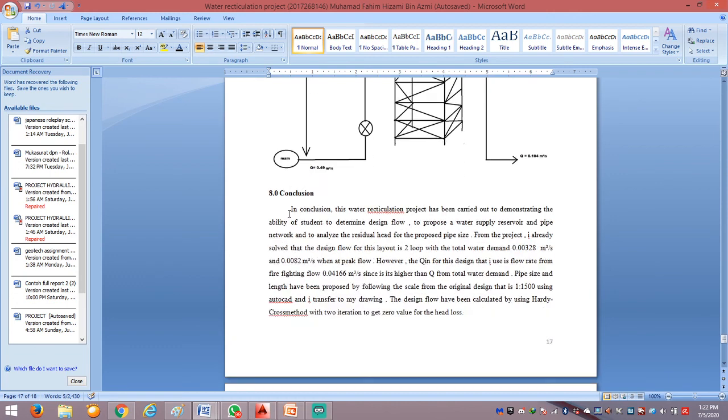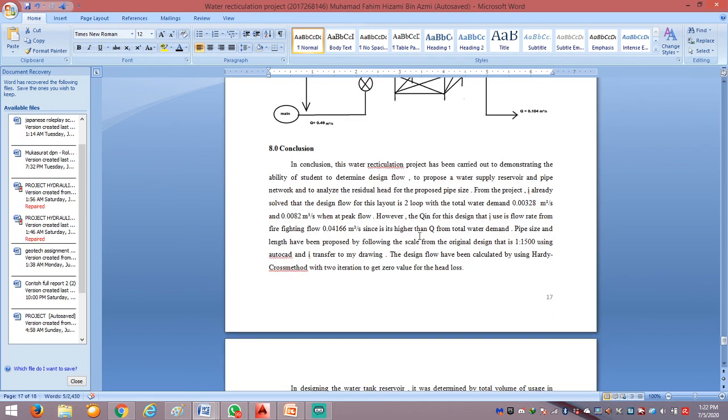So that's all. In conclusion, I have completed my water reticulation project by determining the design flow, I proposed the water supply reservoir and pipe network, and I also analyzed the residual head for the proper pipe size. For the project, I already solved the design flow for this layout with 2 loops, and the total water demand that I got is 0.00328 and 0.0082, and the peak flow. However, the QN that I use, as I explained before, is 0.041664 for fire flow.